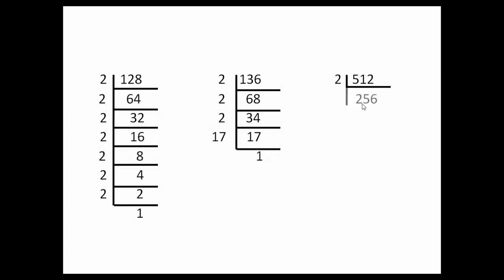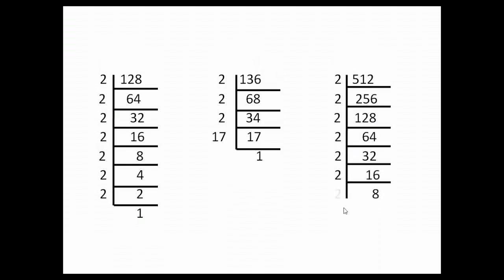Next, 2 256 times will give us 512, isn't it? Then 2 12 is 24 and 1 4, so 128, 2 64 times 128, 2 32 times 64, 2 16 times 32, 2 8 is a 16, 2 4 is a 8, 2 2 is a 4 and 2 1 is a 2. So now let's represent these numbers as the product of their primes.